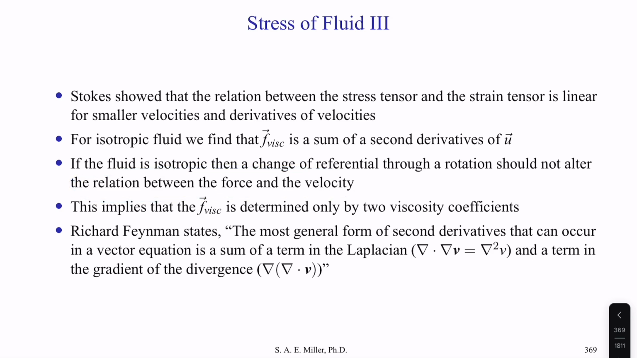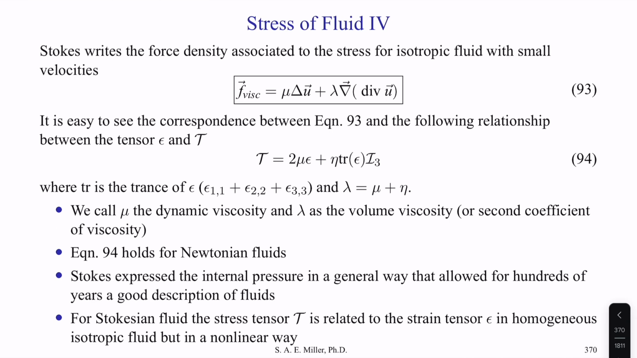Using this assumption, this means that the viscous force is determined only by the particular viscosity coefficients. And in this case, in the classic Navier-Stokes equations, there's two. Professor Richard Feynman says that the most general form of the second derivatives that can occur in a vector equation is the sum of a term in the Laplacian and a term in the gradient of the divergence. And indeed, that's what we see in the Navier-Stokes equations.